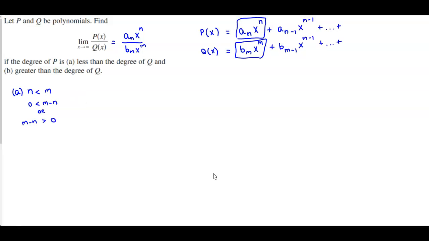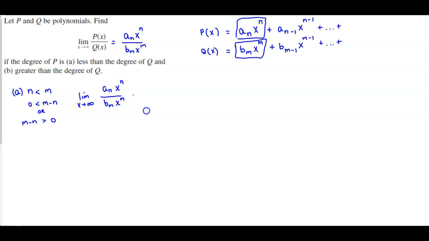So now we're going to take the limit as x approaches infinity of a subscript n x to the power of n divided by b subscript m x to the power of m. Now, if you look here, if we have the same base, we want to get to the point where our exponent says m minus n. So that means we need to rewrite this so that x to the n is in the denominator. When we rewrite that in the denominator, think about what happens with your exponents in algebra.